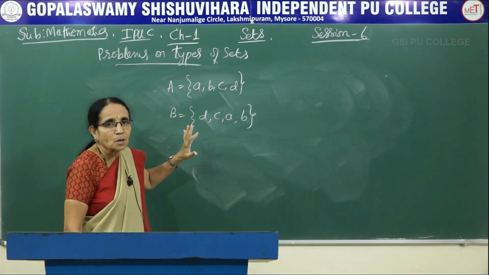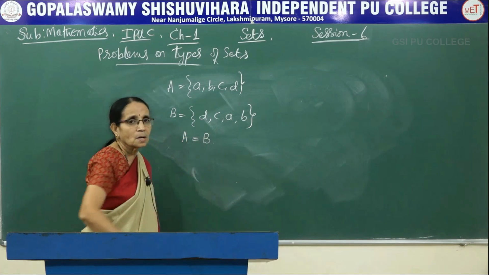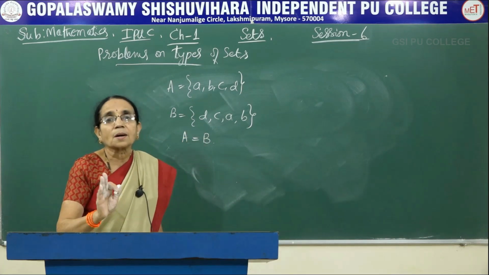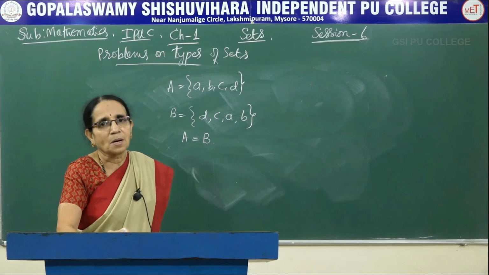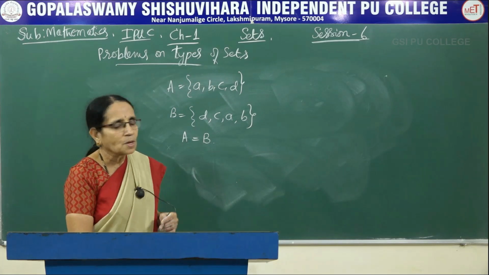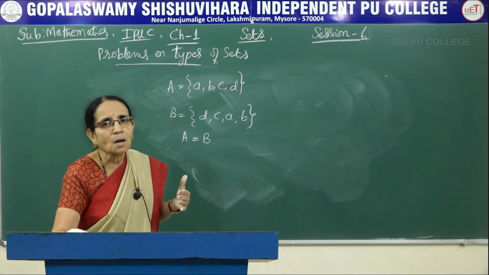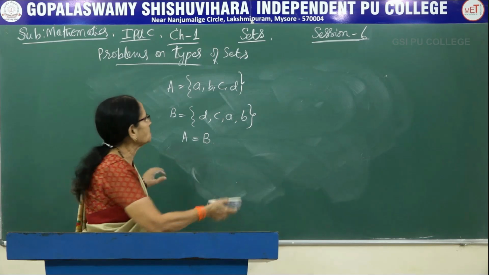So, what can you say? Are they equal or unequal? Certainly, they are equal. Why? What's the reason? Since they contain the same elements. Don't say same number here. They contain the same elements. Therefore, they are equal to each other, or A and B are said to be equal sets.